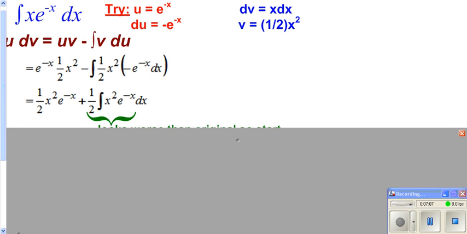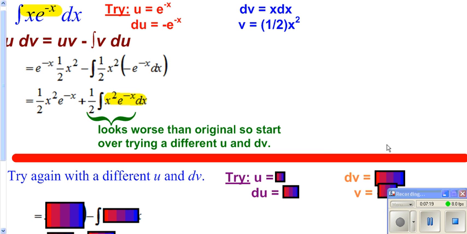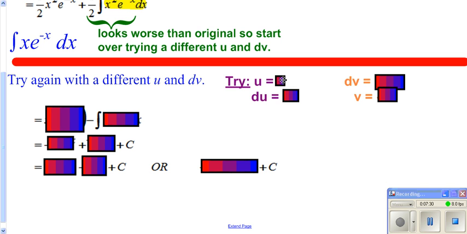Now, you'll notice that what we have here for your integral looks worse than what we started out with. So that means we didn't choose the right stuff to begin with. So we got to go back and retry it. So we'll go ahead, start with a different u and dv. Basically, we're going to switch them and then see what happens.